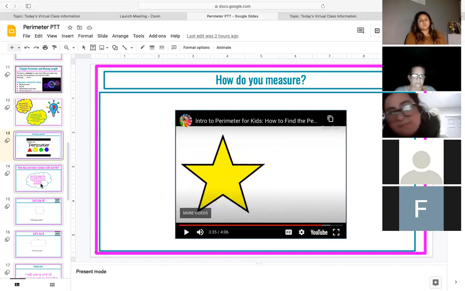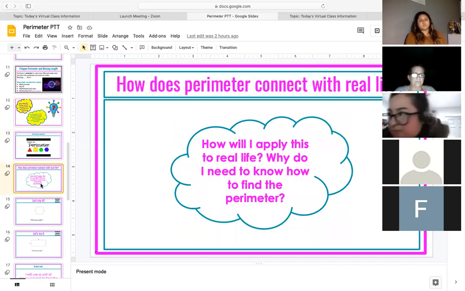Let's move to the next one. How does perimeter connect with real life? How will I apply this to real life? Why do I need to know perimeter? Is it something we're just learning to learn, or why do we need to learn about perimeter?